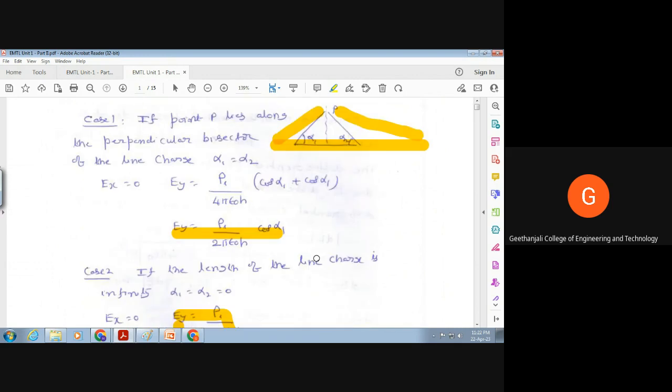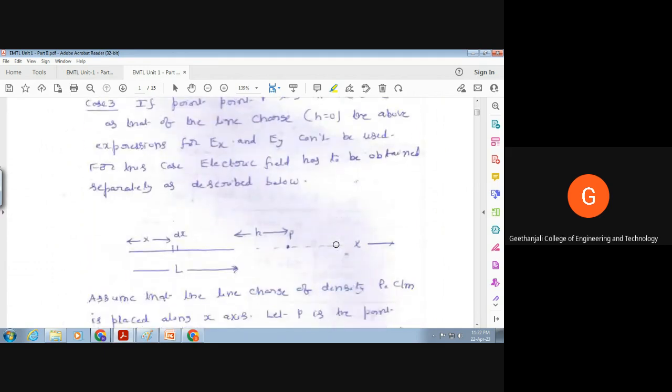So, in these expressions, for the horizontal component or the normal component, if h is having some value, then only we are supposed to make use of these equations. What exactly I mean is, suppose you have a line charge of some length L, the density is rho L coulombs per meter. If point P lies in the same line as the line charge, placed along the x-axis, point P is also placed along the x-axis.